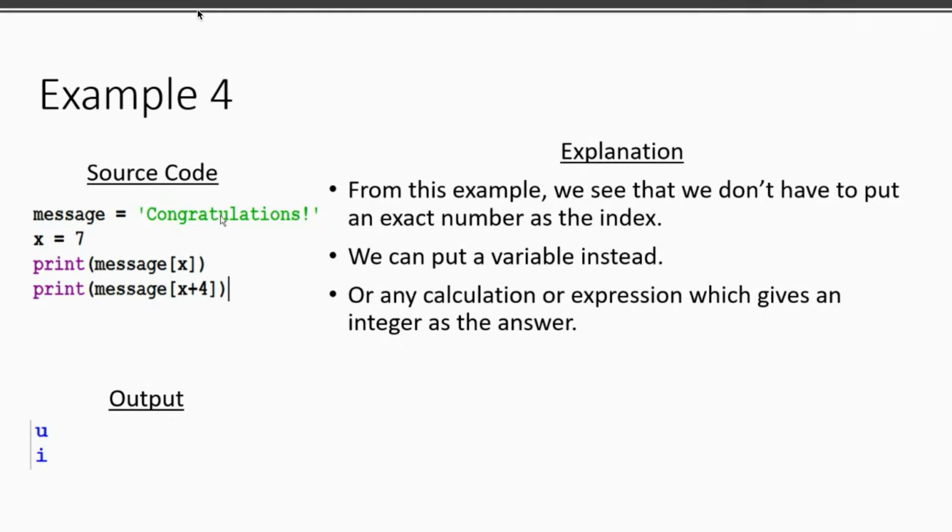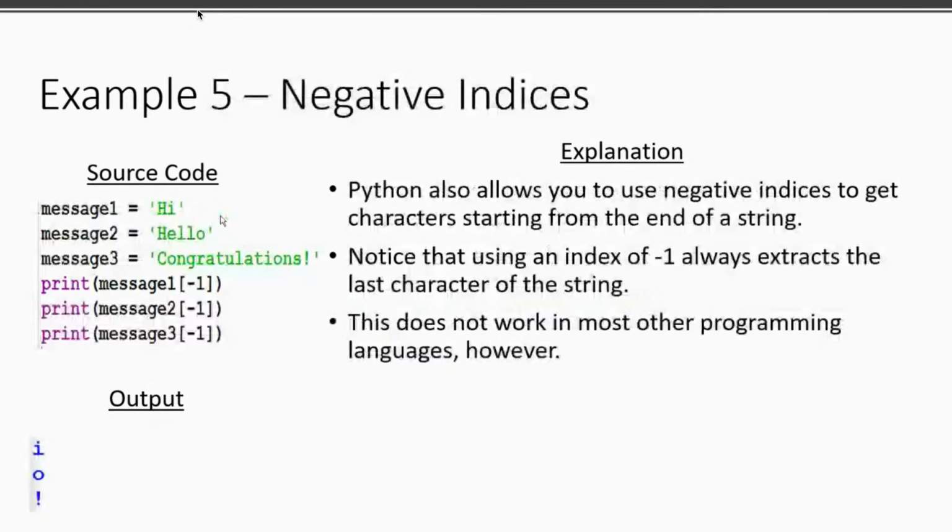Okay, so from this example we can see that we don't have to put an exact number as the index. We can put a variable instead. Yes, or any calculation or expression which gives an integer as the output. So if our expression gives us an answer of 2.3, what do you think would happen? Syntax error. How do we index the 2.3 position? No. So if you put 2.0, it won't work because 2.0 is a float. Once it has the decimal.